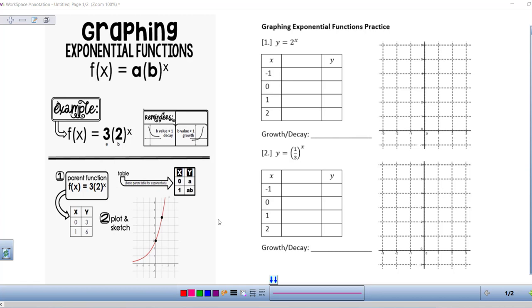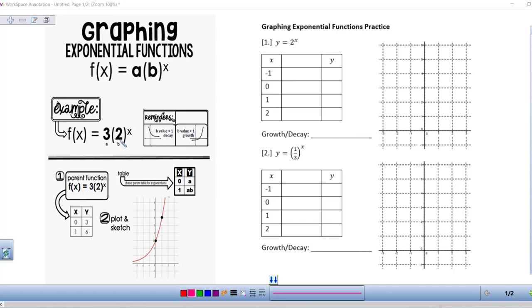Today we're going to talk about graphing exponential functions. So last time we talked about exponential functions looking like this, a times b to the power of x. We're going to take functions that are in this form and graph them using tables. So here's a quick example.